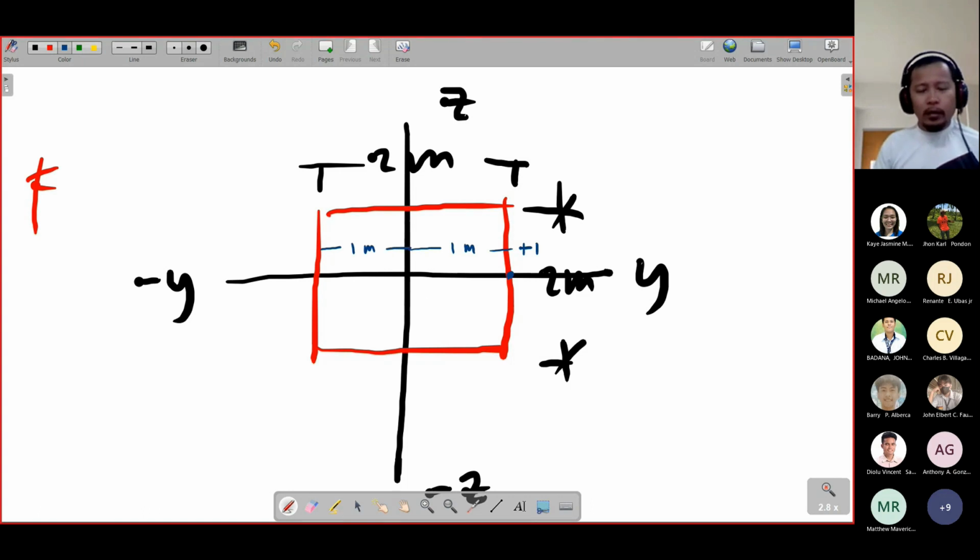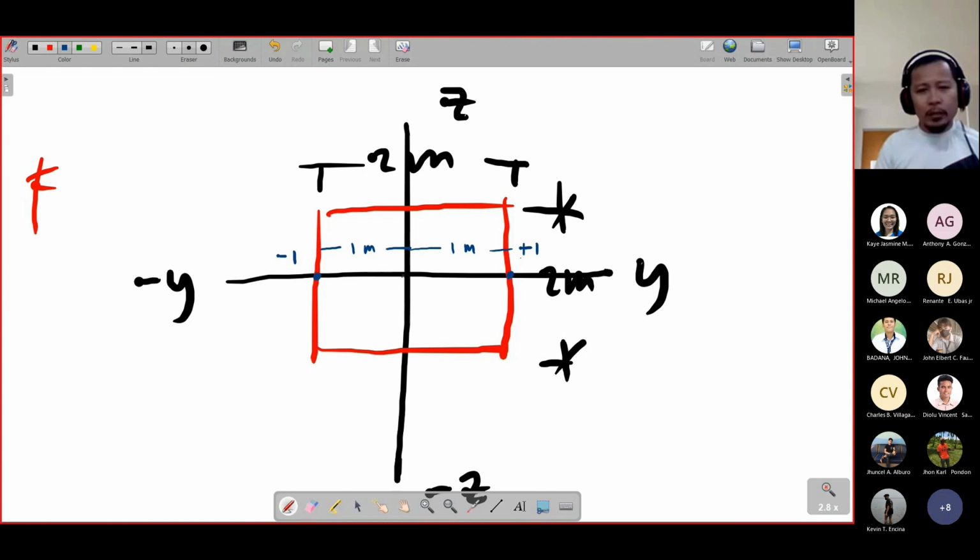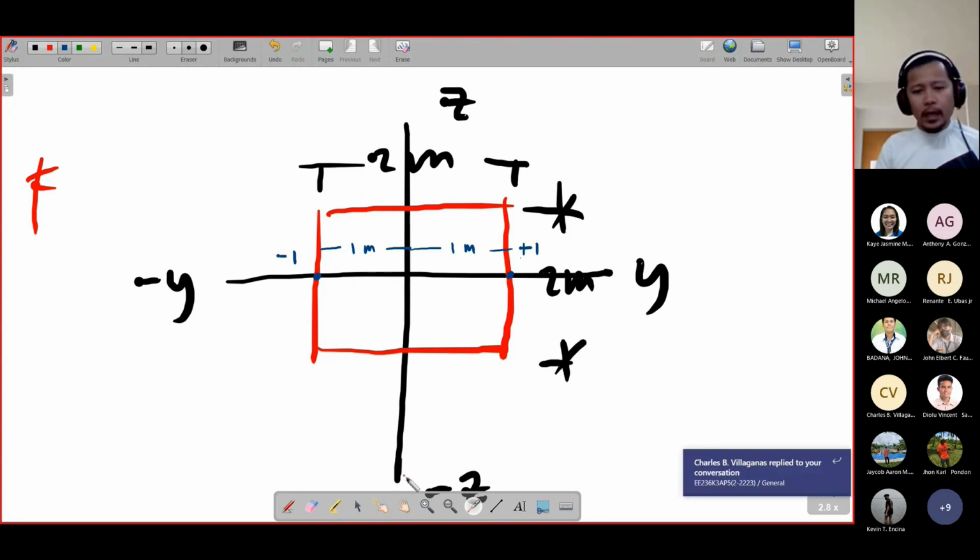Right? But since what we are looking for are the limits, this should be positive 1, and this should be negative 1. On the y-axis, since the center of your box is at the origin, it is 1 meter on each side. The 1 meter on the positive side gives a limit of positive 1. The other 1 meter on the negative side gives a limit of negative 1. So the limit of y is negative 1 to positive 1. How about the z-axis? Okay?